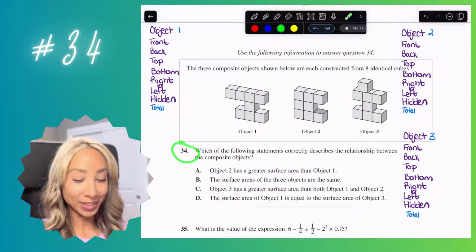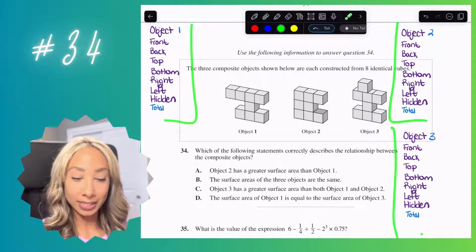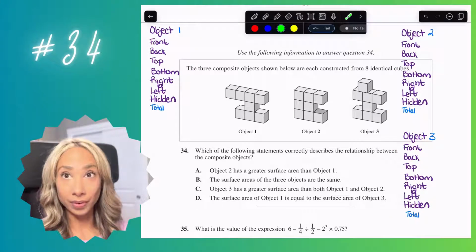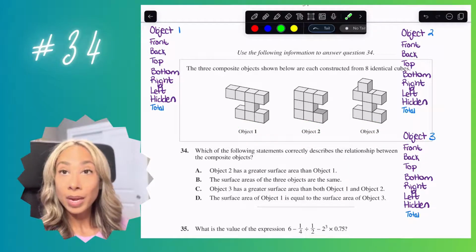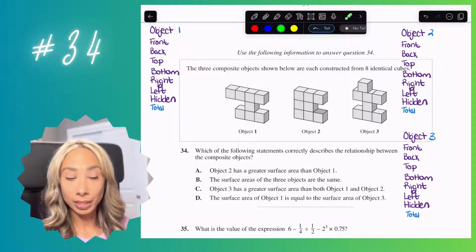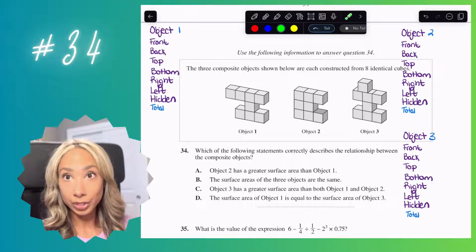Okay, number 34 here. So with this one, what I did was I actually added some of the things that we have to keep track of for this question. So what's happening here is we've got our objects. Now, all of these objects are made out of those linked cubes. With those cubes, what you want to do is imagine putting them together in these orientations, and we need to figure out our surface area.